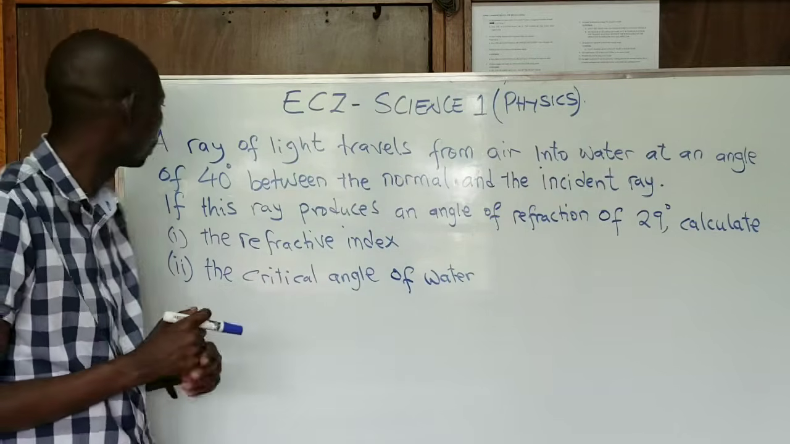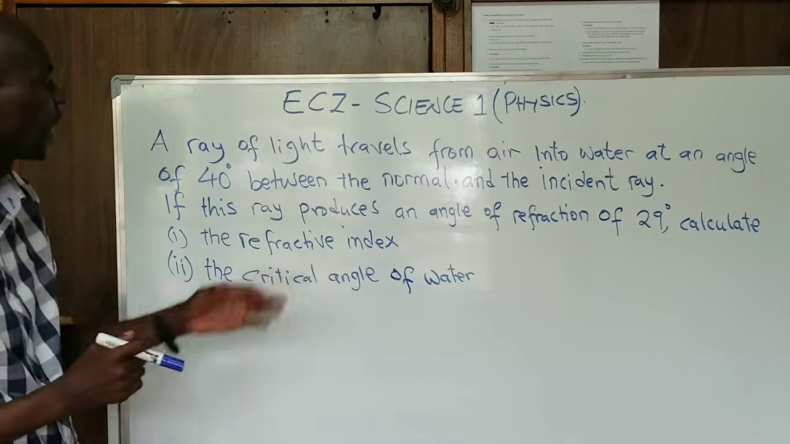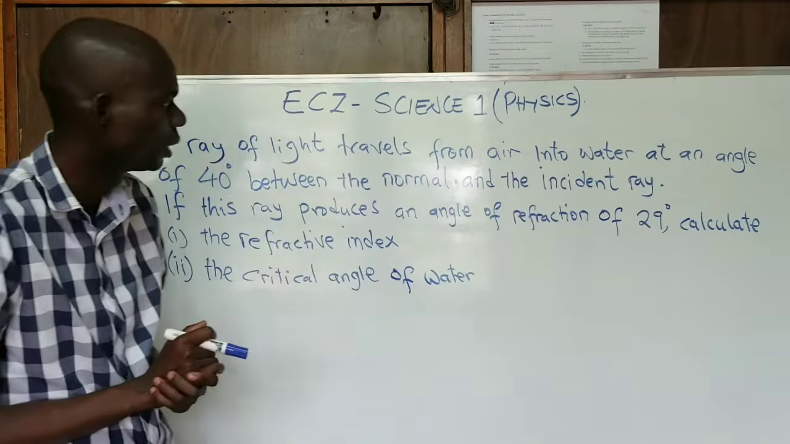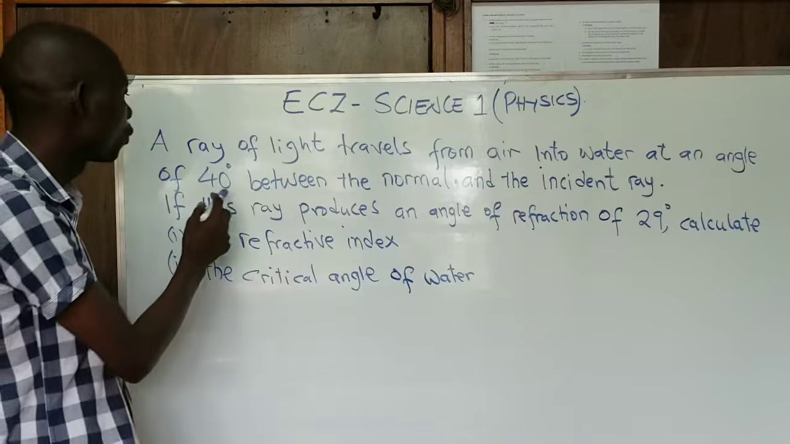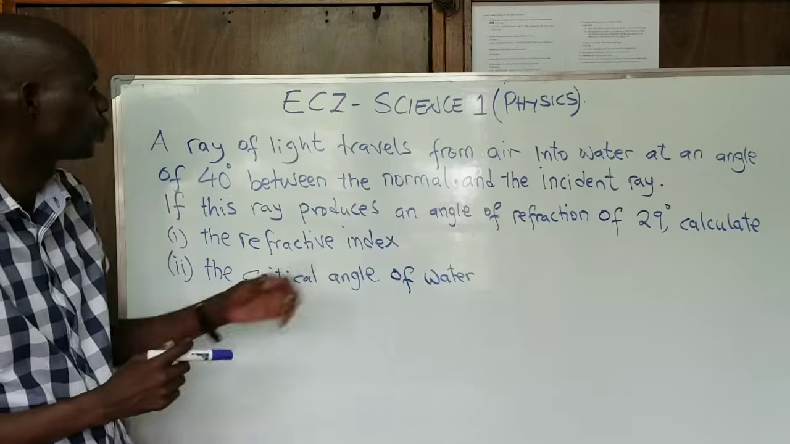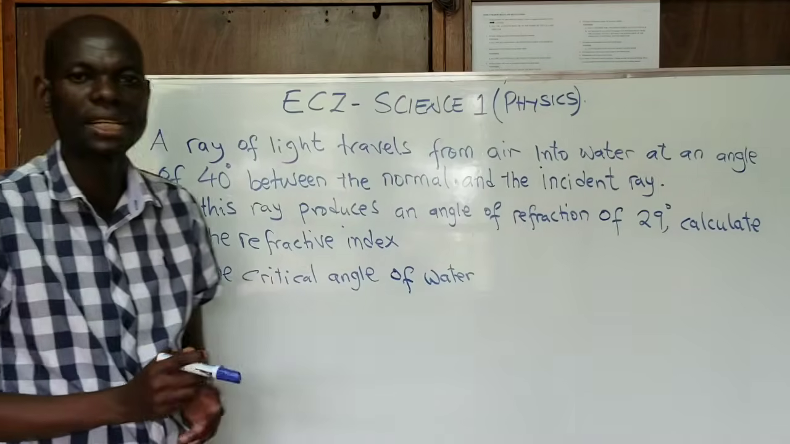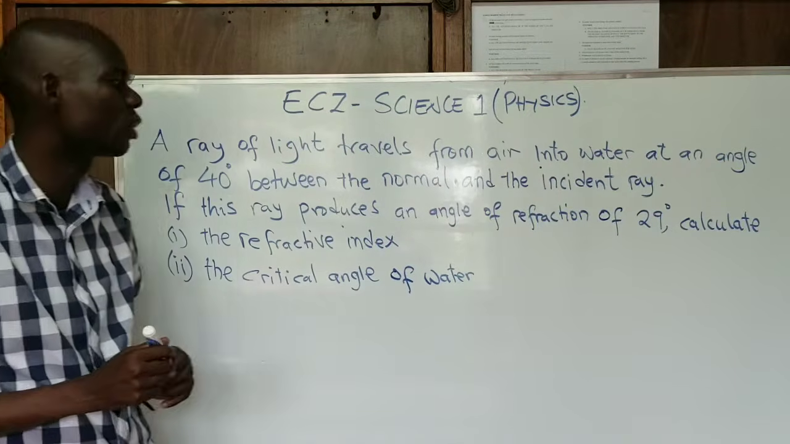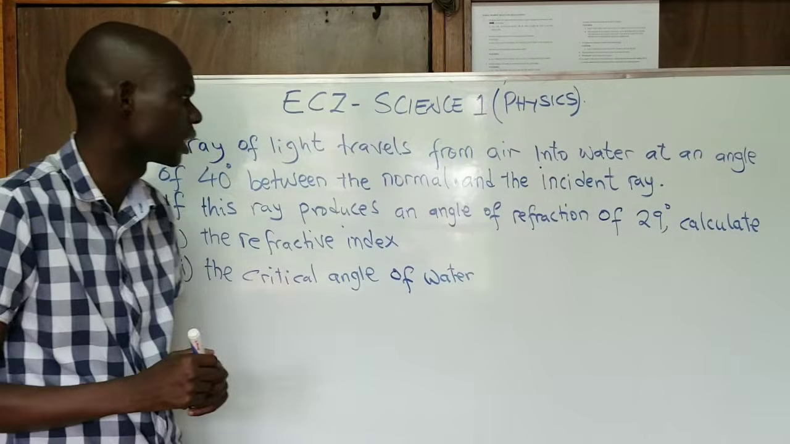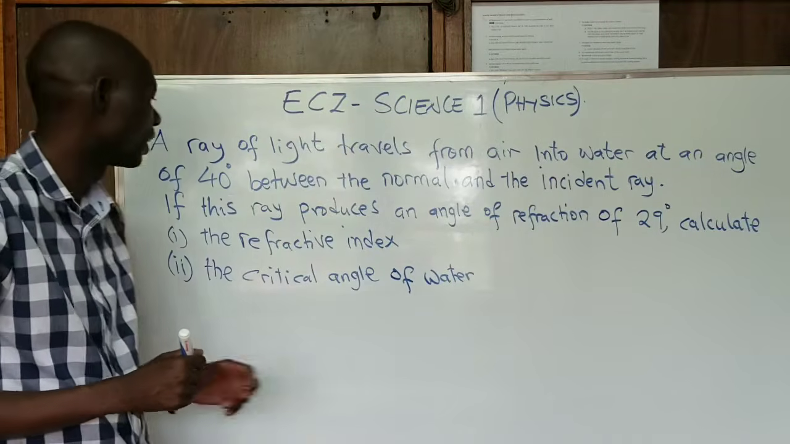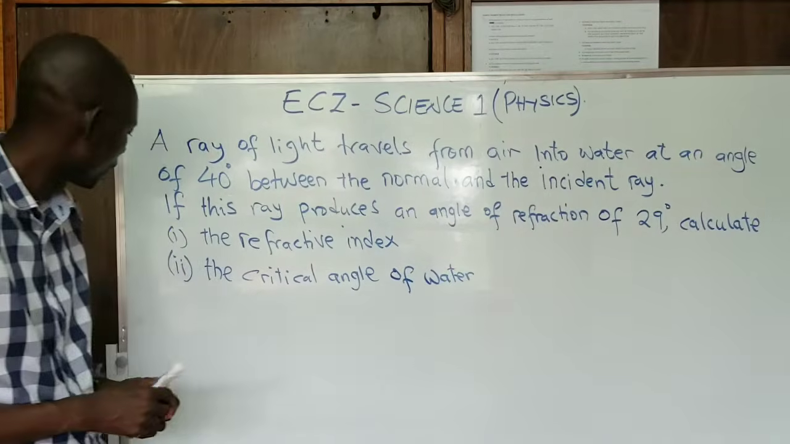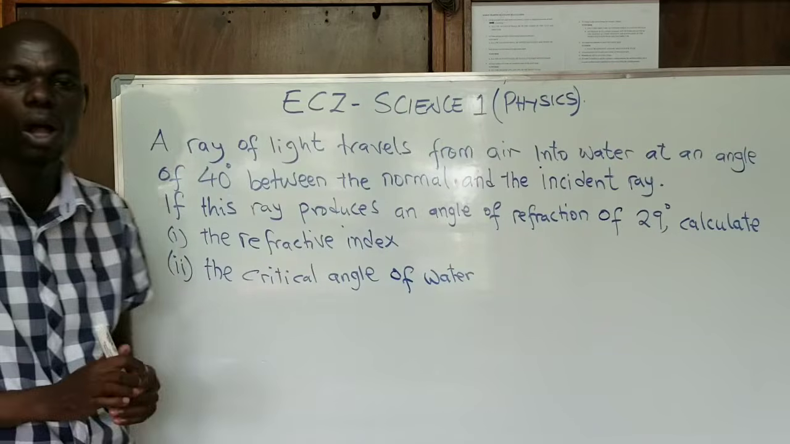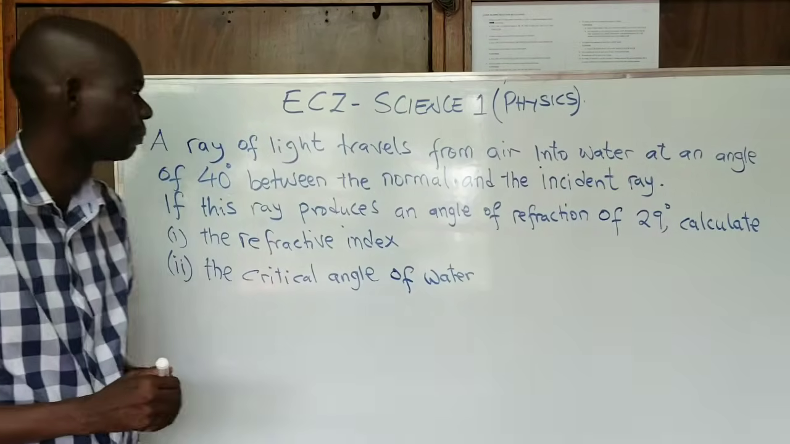The question says, a ray of light travels from air into water at an angle of 40 degrees between the normal and the incident ray. If this ray produces an angle of refraction of 29 degrees, calculate the refractive index. Then we should also calculate the critical angle of water.